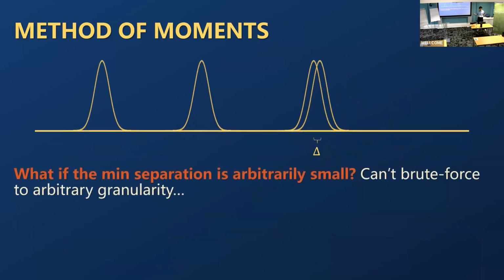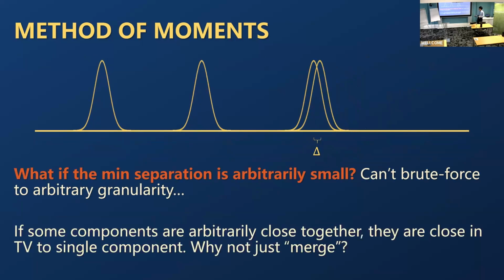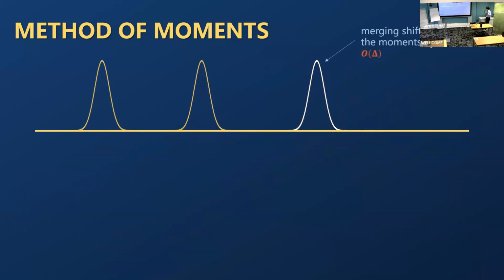But what happens if you start getting things that are kind of arbitrarily close? What if the minimum separation between any two components is arbitrarily small? Well, of course, you can't brute force the arbitrary granularity. So what happens? Well, you might say, I have two components that are really close to each other. Let me just pretend it's one component, right? I can just imagine in my mind that this is still statistically close to the following mixture, where I've merged these two guys. So in principle, maybe I should still be fine.